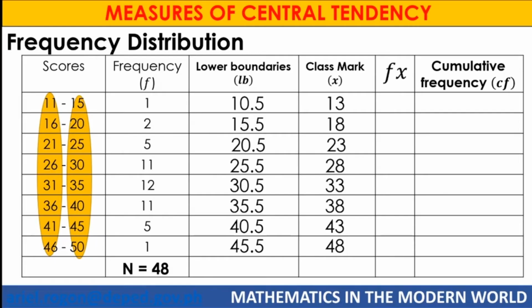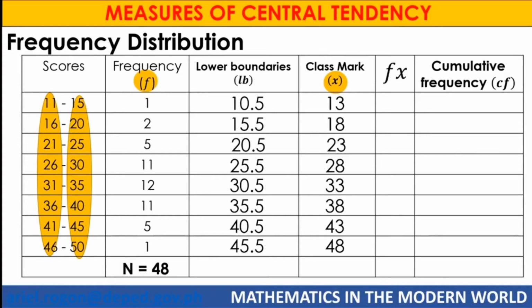Again, to get the class mark, just add the two numbers that we have in there in the score, then divided by 2, and that would be the class mark. Now, let us proceed with the fx. How to get the fx? I highlighted the two columns there. We have the frequency and the class mark. So, frequency as f and class mark as x.